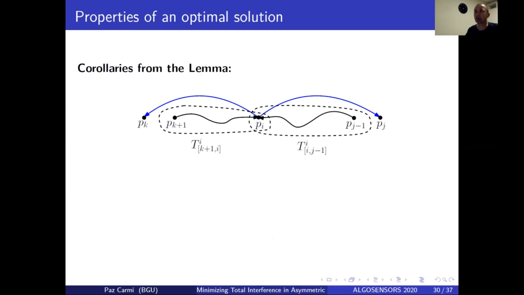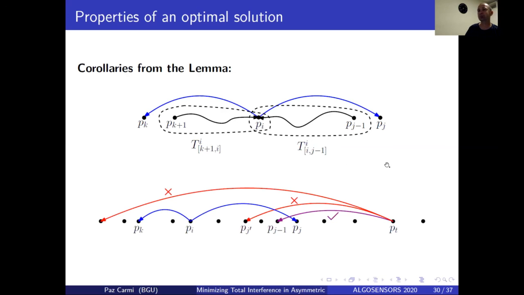A corollary from this lemma. So the first corollary says that if we have a point pi, whose right range goes up to pj, and its left range goes to a point pk, then inside here, the structure that we have is a sink that is directed to pi, and here we have a sink which is directed to pi. So the sink starts from pj minus 1 and goes all the way to pi, and the same here. So this is the sink tree structure that we already showed how to compute.